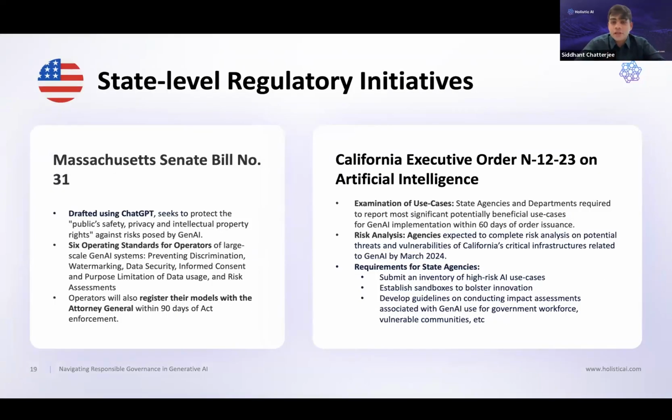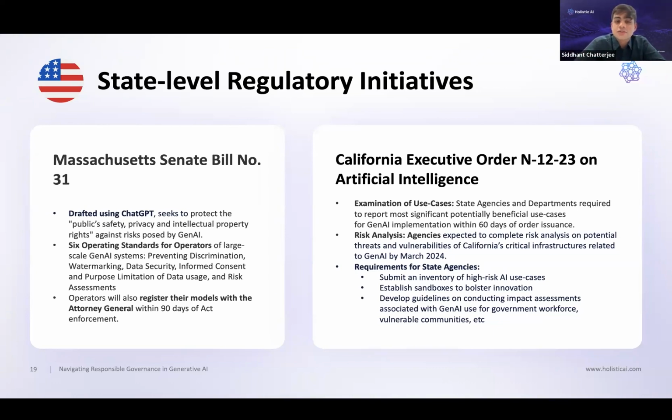At the state level, there are 2 major developments on governing generative AI. The first is from the great state of Massachusetts, where Senate Bill number 31, which very interestingly was drafted using ChatGPT, seeks to establish 6 operating principles for the providers of these models. These really range from requirements on watermarking, data security, risk assessments, and preventing discrimination. Providers also need to register their models with the Attorney General of the state, which is also a signal that public registries are becoming an overly important tool in regulating generative AI applications from a transparency perspective.